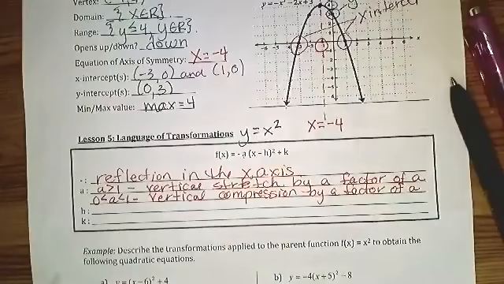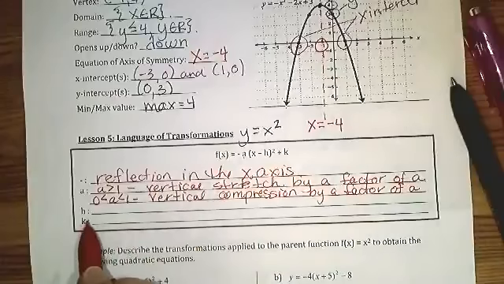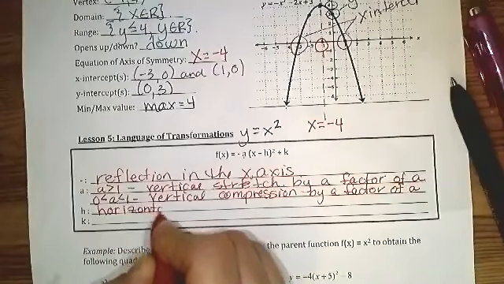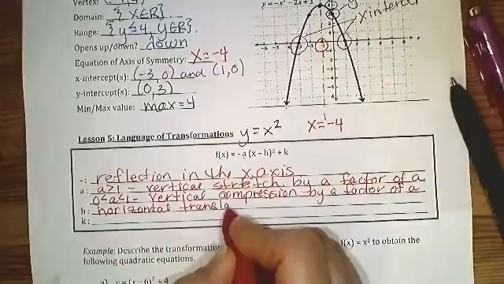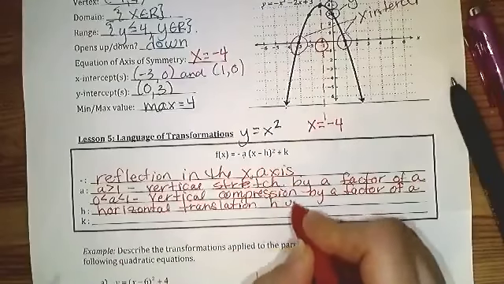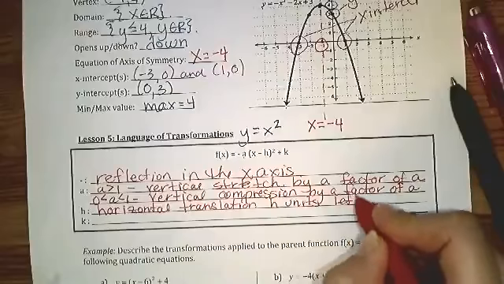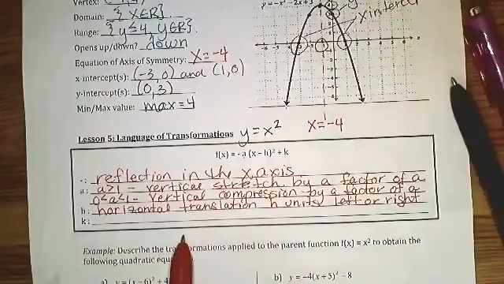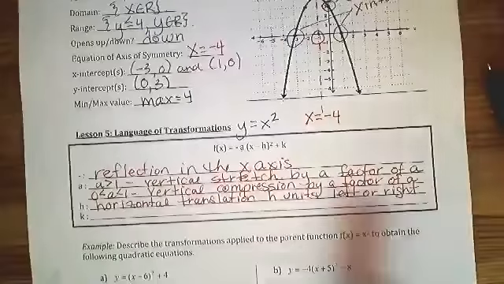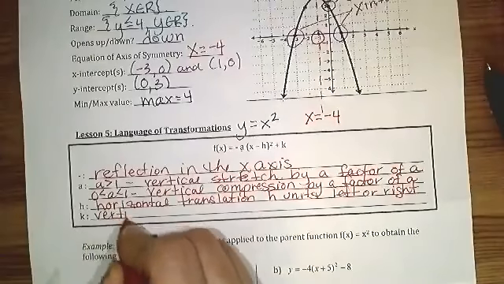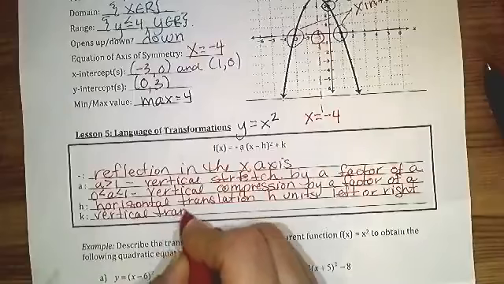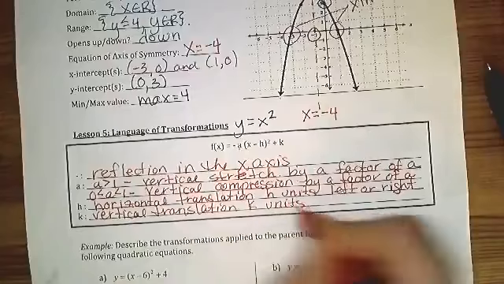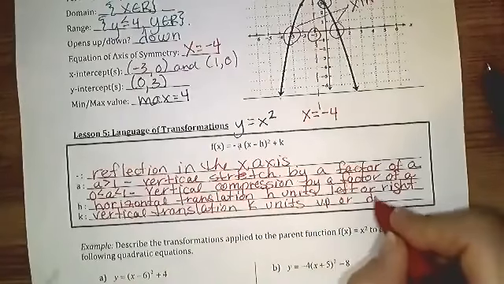H. Our H value, remember H, horizontal. H is a horizontal translation. H units left or right. Remember, horizontal goes from left to right. The K value. The K value is our vertical translation. K units up or down.